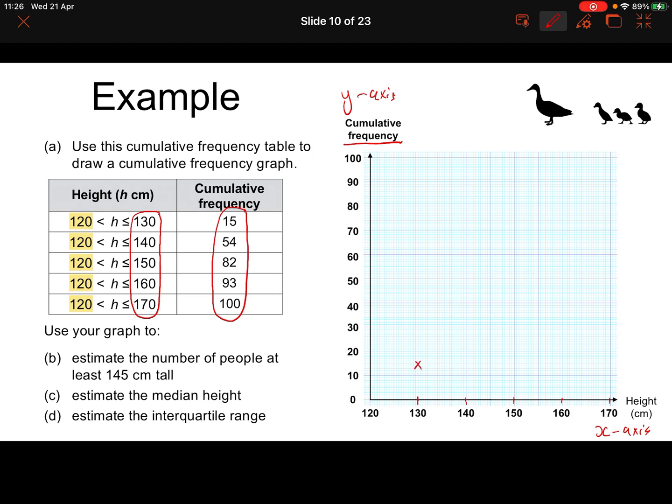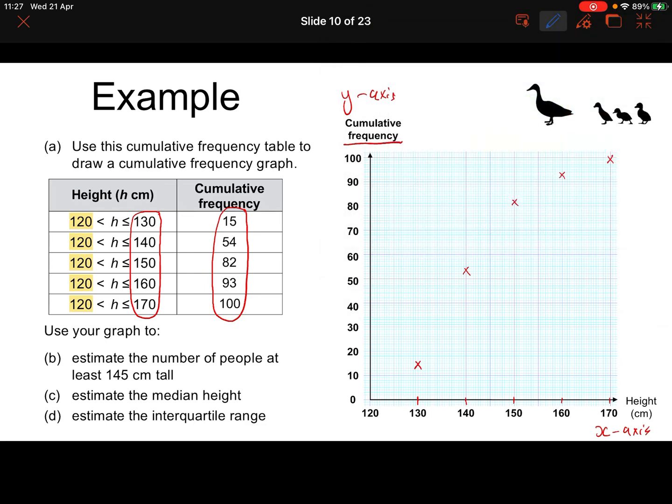140 against 54 would be there. Try and be as accurate as you possibly can. You lose marks if you don't put it in exactly the right place. 150 against 82 would be there. 160, 93 would be there. 170, 100. Okay, and then we're going to draw a curve.